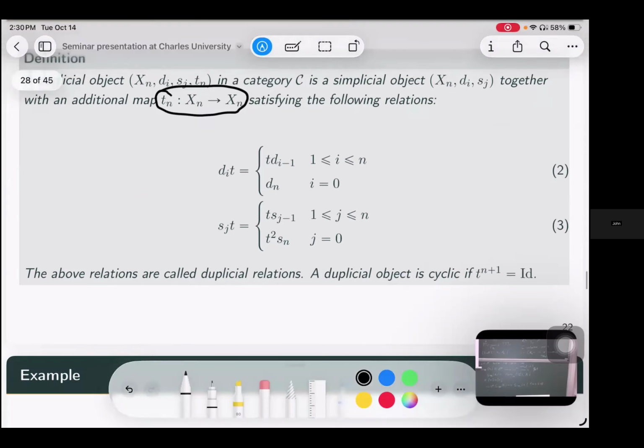Now, if it happened that after composing t with itself n plus 1 times, I get the identity, then I say that this simplicial object is cyclic. Else, if I don't get this, then it is only a simplicial object with this extra structure.